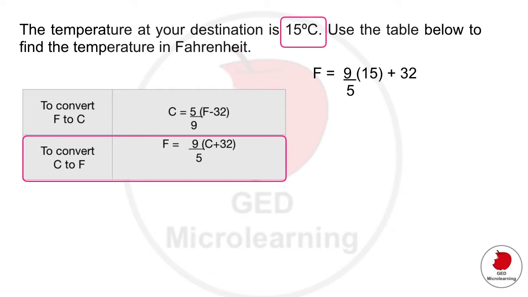So if you go ahead and do that, you multiply 9 times 15, that should give you 135, divided by 5, plus 32. Add those two numbers up, it gives you 59. Okay, so 59 Fahrenheit is the same as 15 degrees Celsius.